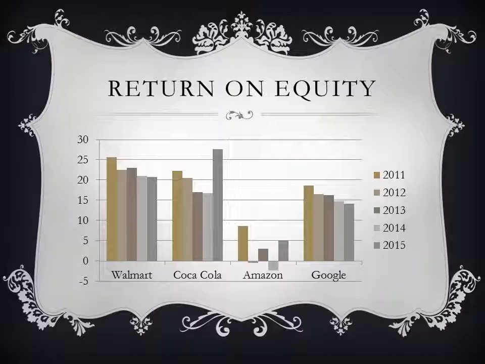Return on equity measures how profitable a company is by calculating how much profit a company generates with the money the shareholders have invested. It's ideal to have a higher ROE because it means the company is using its investors' money effectively. As we see, Walmart and Coca-Cola are pretty steady at the top. Amazon went negative in 2 of the years, which isn't good.